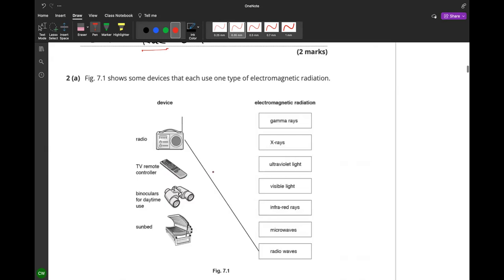TV control. Can you match them? Which one uses the... what is the working principle for remote controller? Infrared, correct.